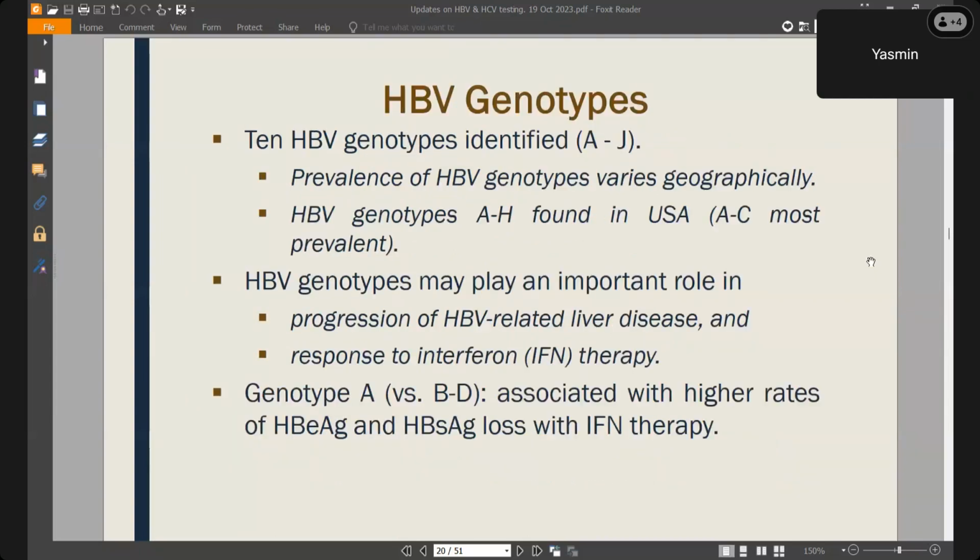So those two we have available. Now, these next two are something which we may want to consider, but bearing in mind, what does AASLD say? With regards to HBV genotypes, we've got 10 genotypes at the moment. Of course, with AASLD, we talk about the USA, where most of it is A to C. Is it peculiar to the USA? No, actually, in this part of the world, we also have quite a lot of B. They vary geographically. The most important thing is that genotypes play a role in progression of liver disease and, ironically, response to interferon therapy. They found that those who have genotype A, as opposed to those from B to D, have higher rates of HBe antigen and HBs antigen loss with interferon therapy, which is rather interesting. Next slide.